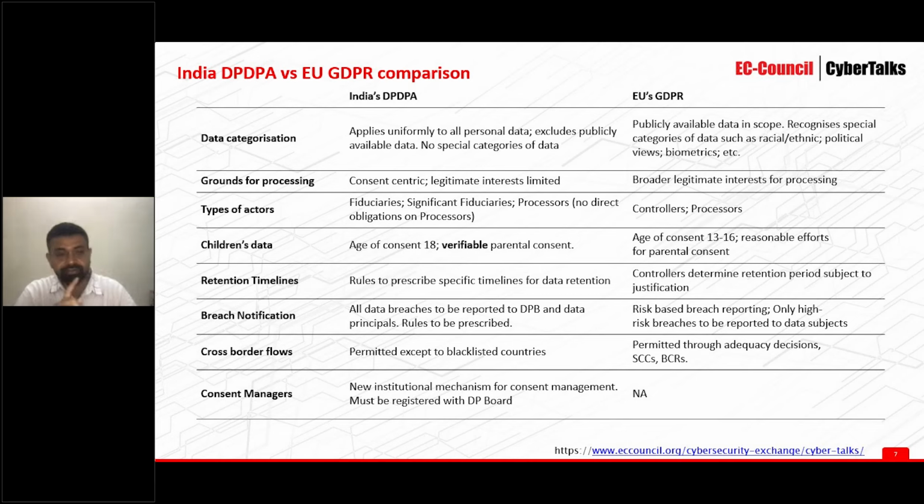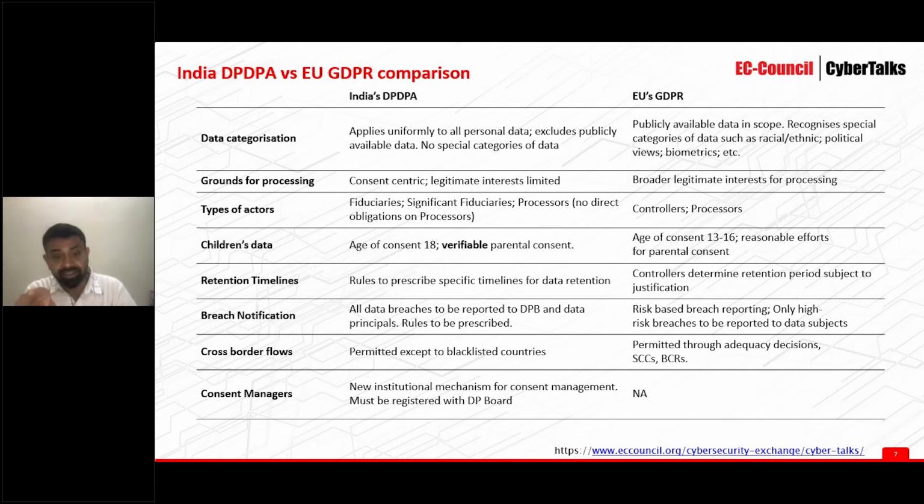The type of actors, the definition is different. I've talked about it. A data controller in GDPR is known as fiduciary. There is another new term, which is significant fiduciary. There is processor, which is not directly covered. And that's another important point. In GDPR, with the revised version, the processor can also be fined for non-compliance. Whereas in the India DPDP Act, there is no such provision. The single most responsible entity which will be fined in case of non-compliance will be the data fiduciary. So the data fiduciary has to be extra careful with their third parties, with the processors, because even if the processor has a fault, it will be the fiduciary who will be held responsible.